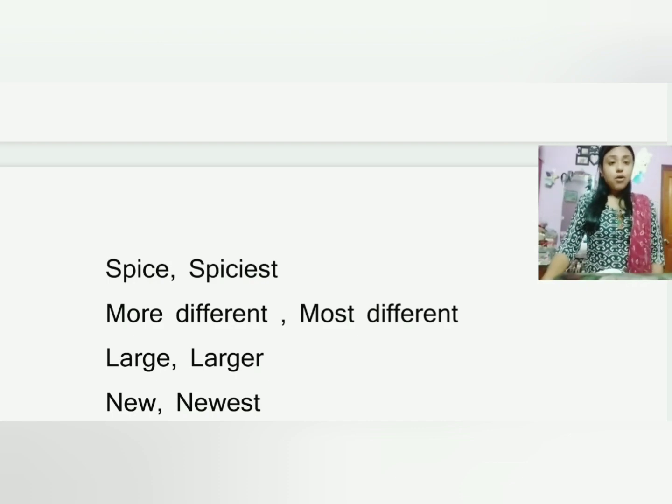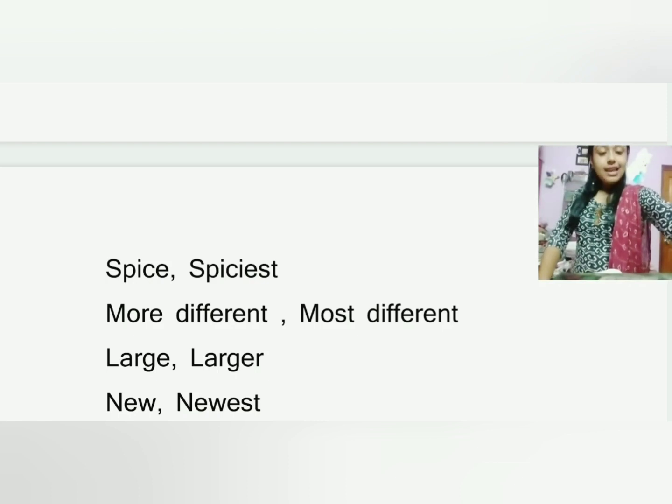So the base form is kept empty, the comparative is spicier, and the superlative form is again empty. So the base will be spice and the superlative will be spiciest. The same rule applies here. Now, different. Here there are more than 2 syllables, so more different and most different.